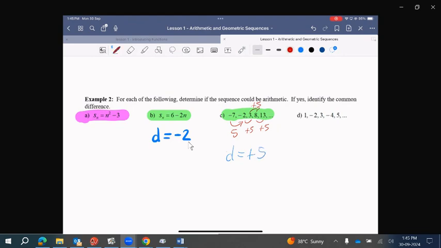Let's try this one. What's this one changed by? Minus 3. And here? Plus 5. At that point, we can stop. It's not going to be arithmetic at that point because we don't have a constant. As soon as you get one value that doesn't work, it's not a constant difference.